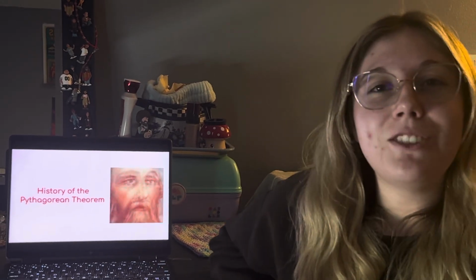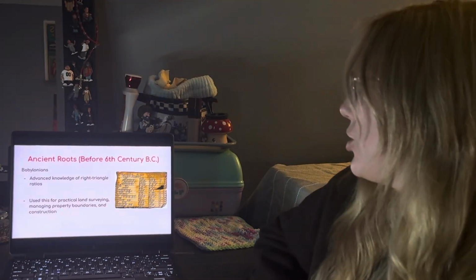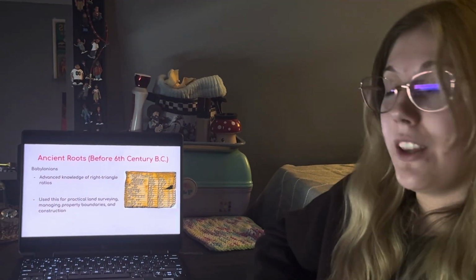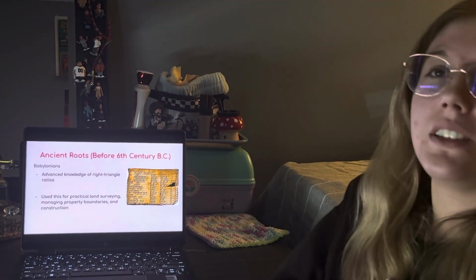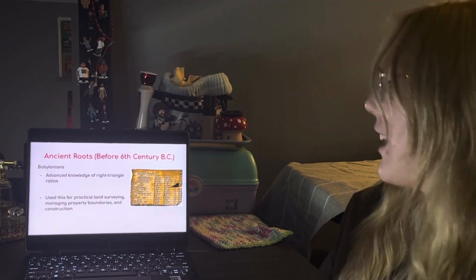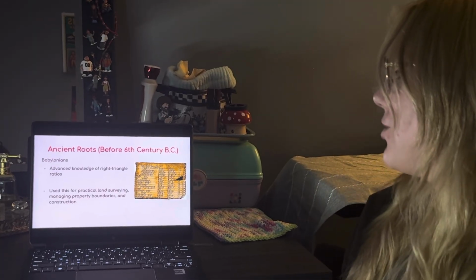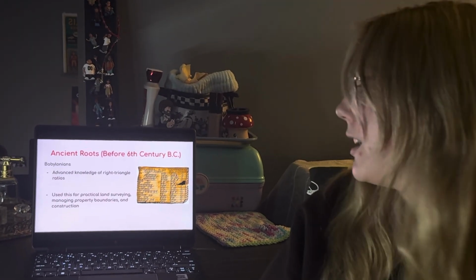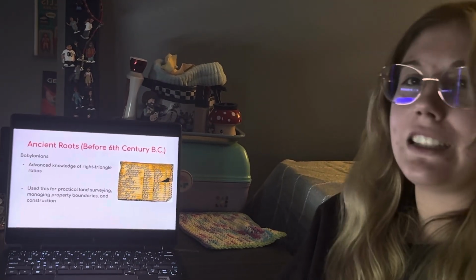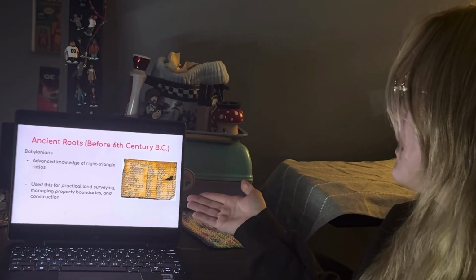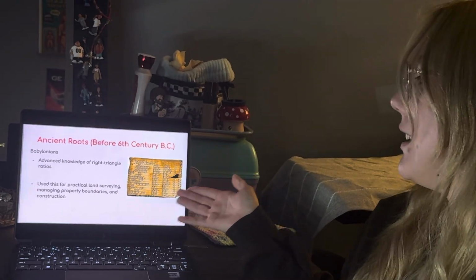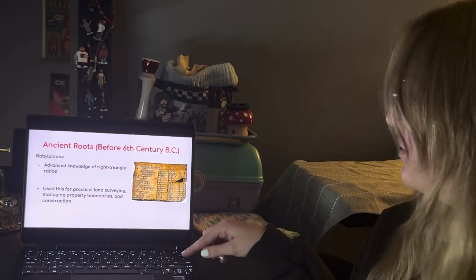Now we're going to dive into the history of the Pythagorean theorem. So here are the ancient roots. They go all the way back into before the 6th century BC with the Babylonians. They had advanced knowledge of right triangle ratios, and they used this for practical land surveying, managing property boundaries, and construction. And we can actually see a tablet here which reflected these triangle ratios.